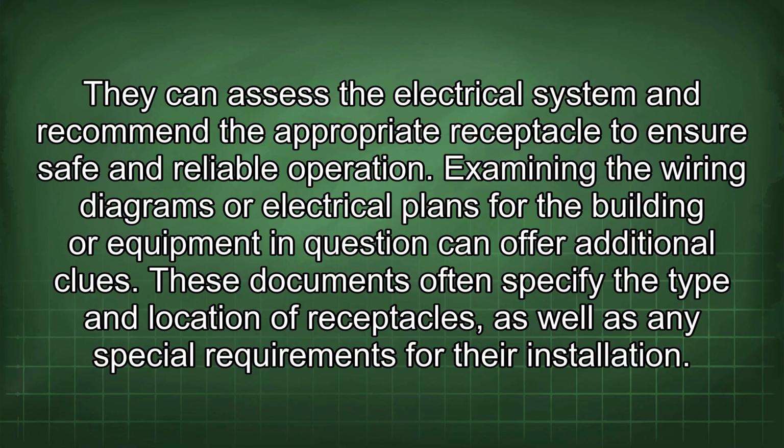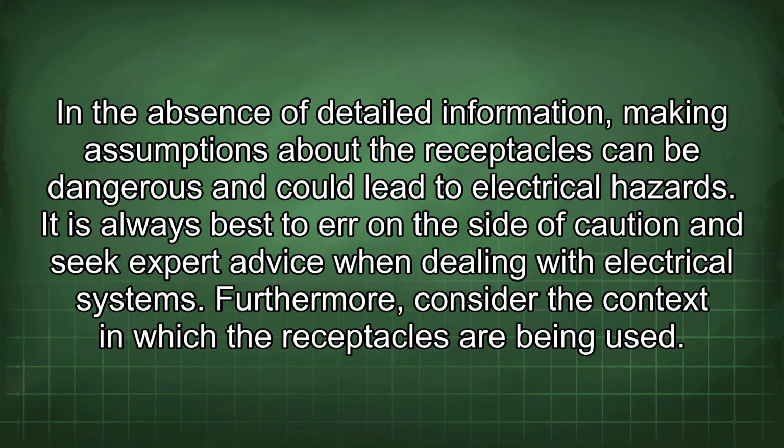Examining the wiring diagrams or electrical plans for the building or equipment in question can offer additional clues. These documents often specify the type and location of receptacles, as well as any special requirements for their installation. In the absence of detailed information, making assumptions about the receptacles can be dangerous and could lead to electrical hazards. It is always best to err on the side of caution and seek expert advice when dealing with electrical systems.